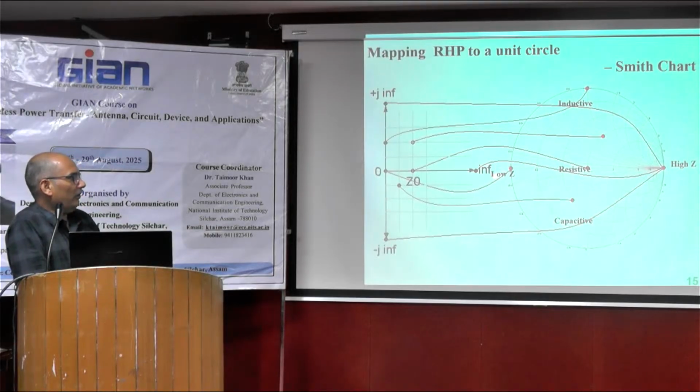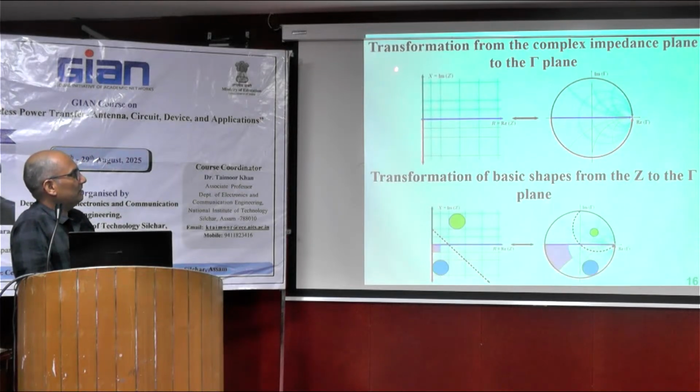Then all resistive behavior is on the x-axis. Inductive behavior is on the upper half plane, capacitive behavior on the lower half plane. Just see this one, the transformation from the complex impedance plane to the gamma circle. Then ultimately, the green line is this one. Blue is the same, this one, and red is in the lower half one.